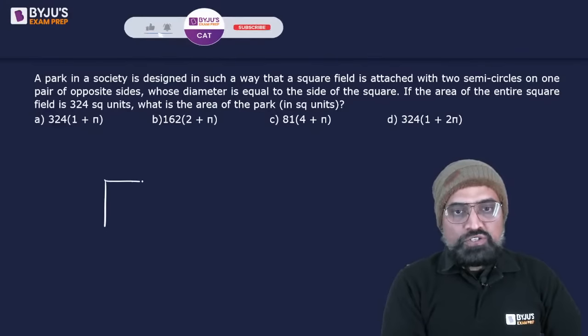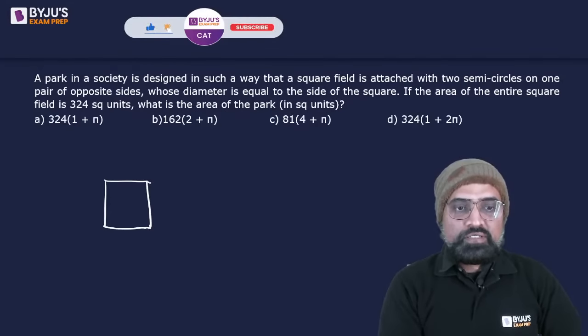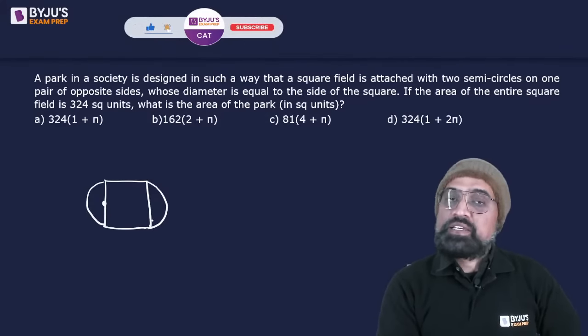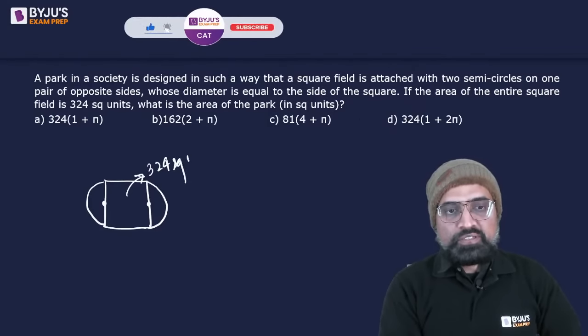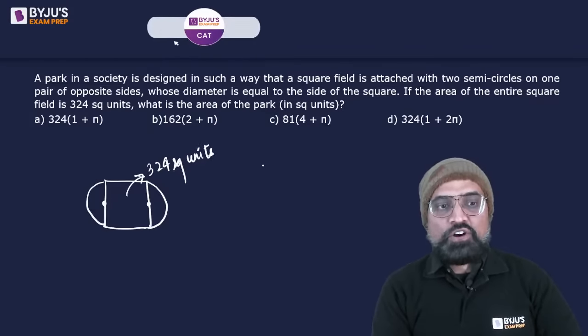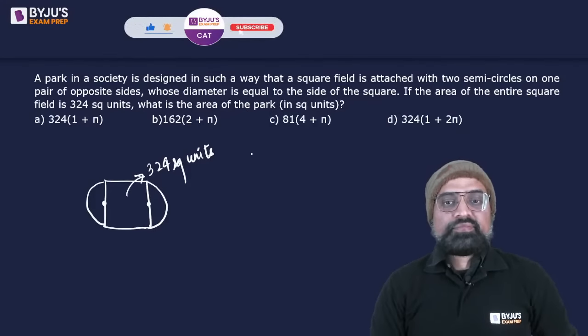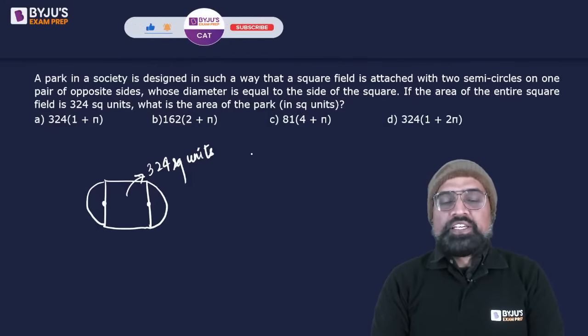So we have a square field that is attached with 2 semicircles on one pair of opposite sides. Right? The diameter of this circle is the same as this side of this square. So if the area of the entire square field is 324 square units, what is the area of the park? So what will be the area of the park?